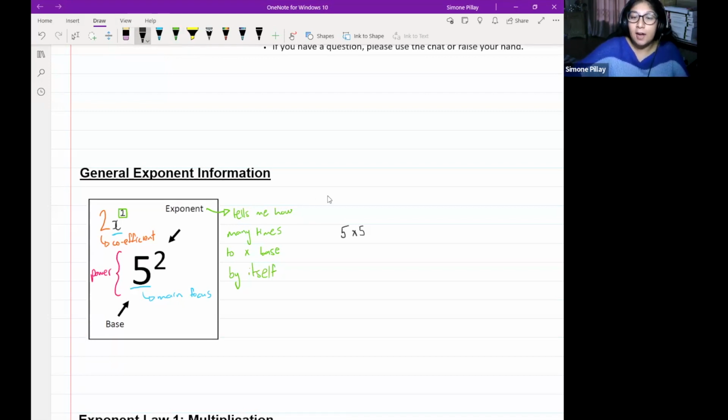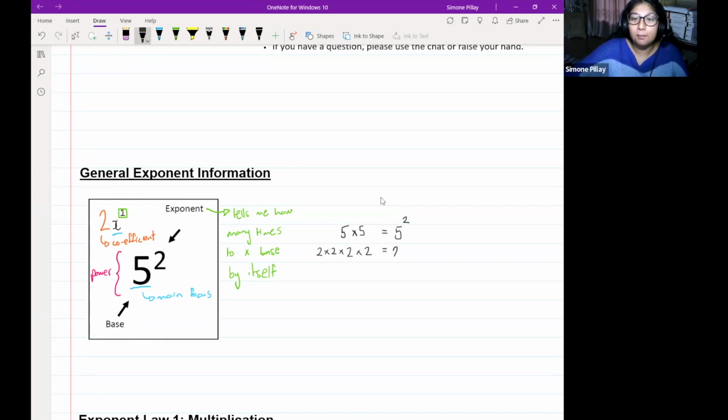So 5 times 5, I can write this as a power that looks like this. And the way we say that is 5 squared. What if I had 2 times 2 times 2 times 2? Can somebody tell me what my power would look like? I know it might be a little bit difficult to write in the chat, or if somebody wants to raise their hand, that would be great. There we go. Bree, I see you did that perfectly.